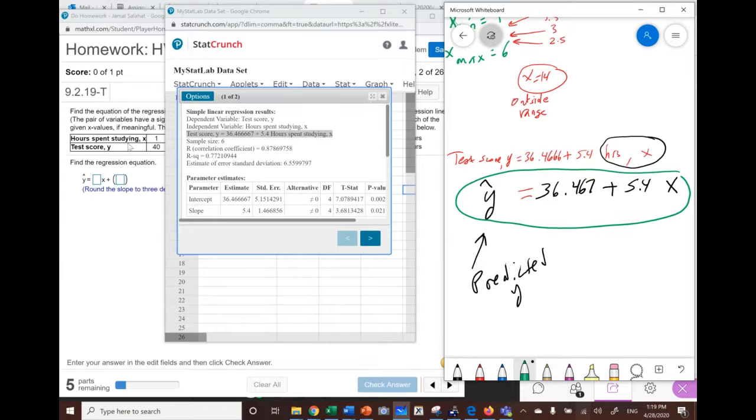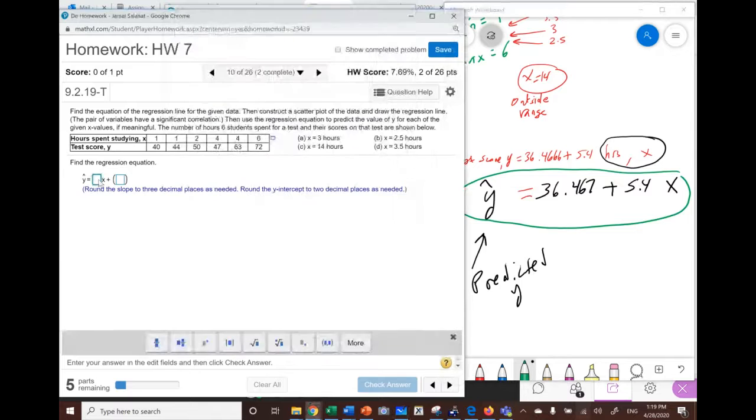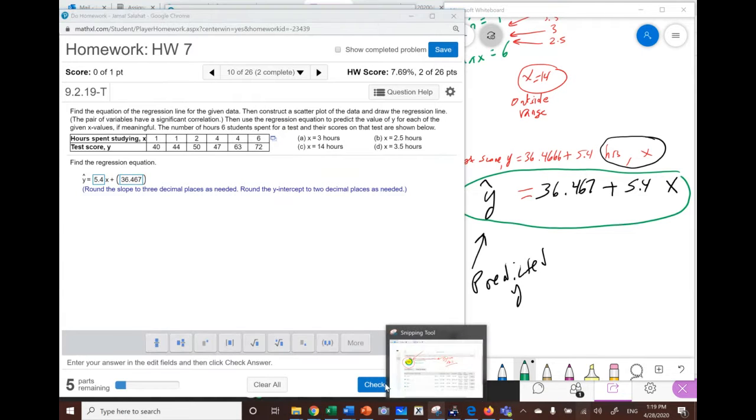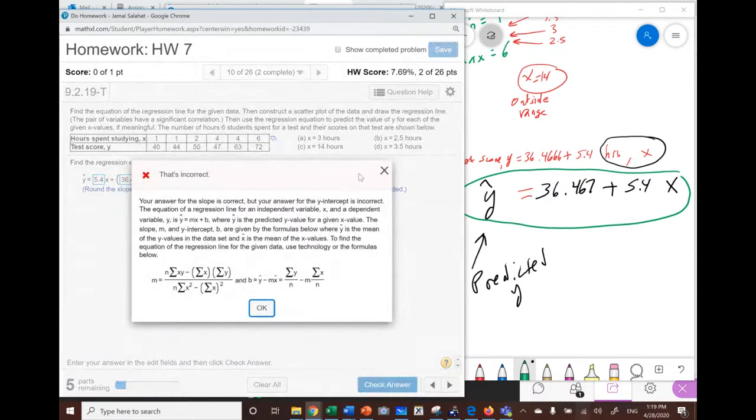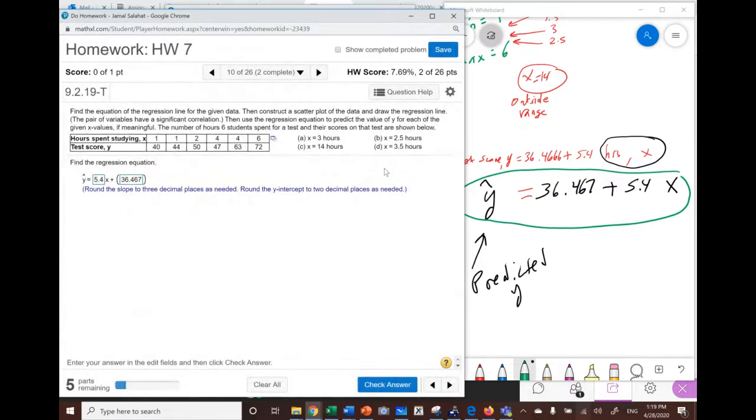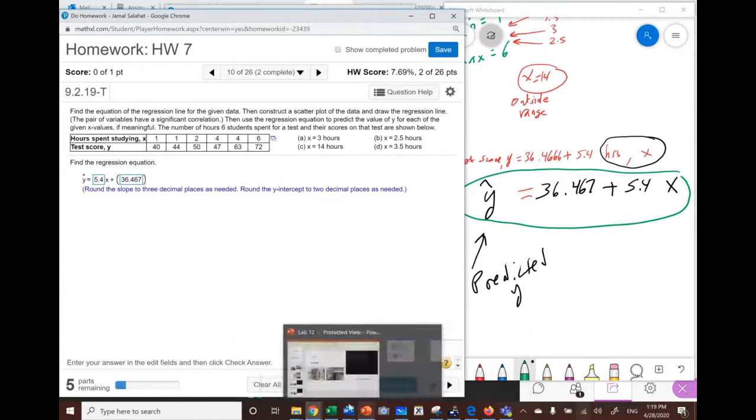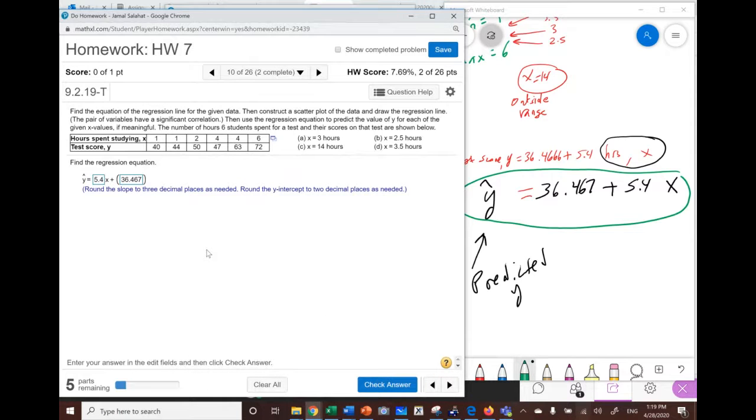So I'm going to go in there and type the equation. But notice in here, they tell us to write the X first. So we're going to write the 5.4 first, 5.4X, and then we're going to write the 36.467 next. Okay, we can flip those around. And when we hit check, let me go back to the equation. It's telling me there is something. There is a tricky thing in the problem here.